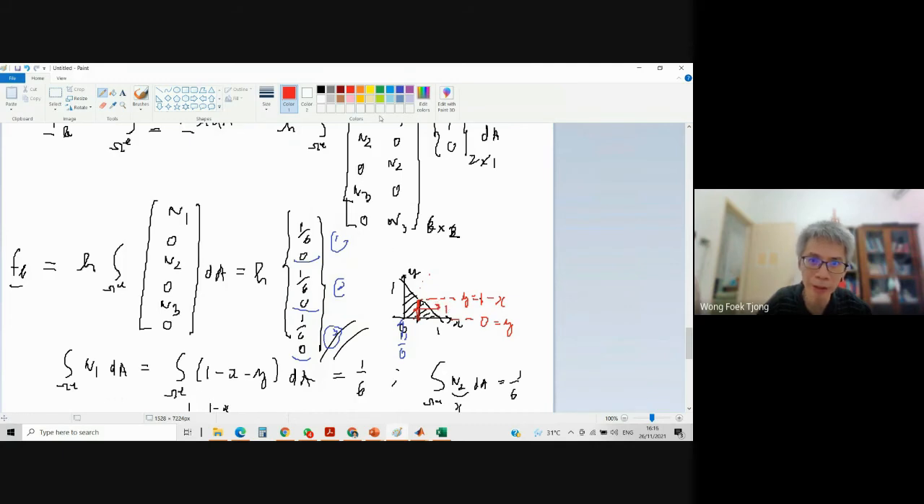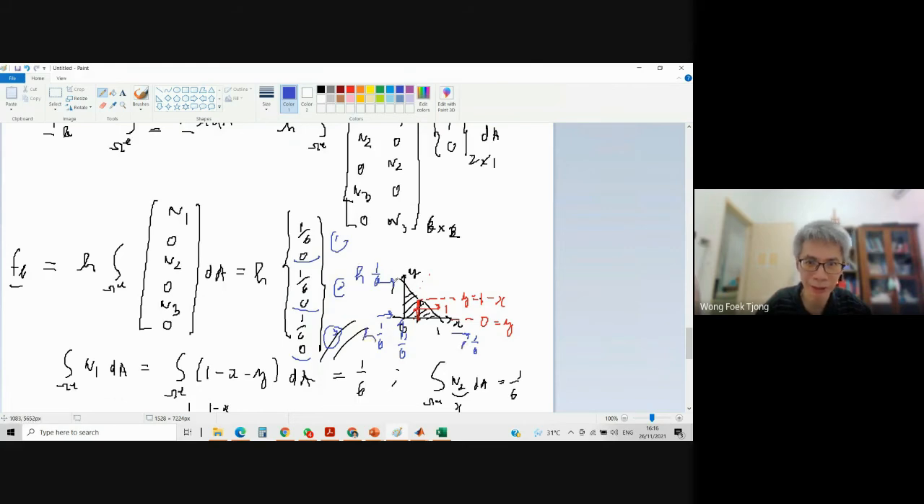Here, it means during computation that it becomes 1/6, 1/6, and then 1/6. Okay, that's the meaning of this one, 1/6 H.